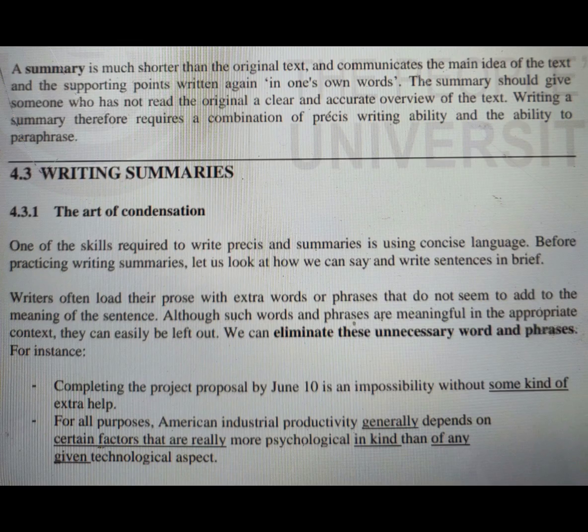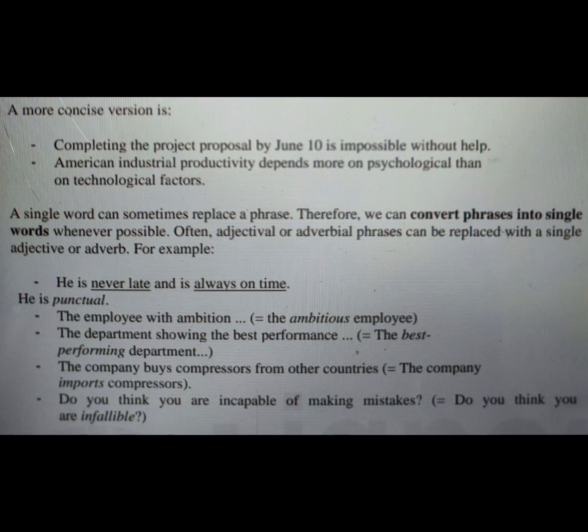For instance, completing the project proposal by June 10th is an impossibility without some kind of extra help. For all purposes, American industrial productivity generally depends on certain factors that are really more psychological in kind than of any given technological aspect. A more concise version is, completing the project proposal by June 10th is impossible without help. American industrial productivity depends more on psychological than on technological factors.